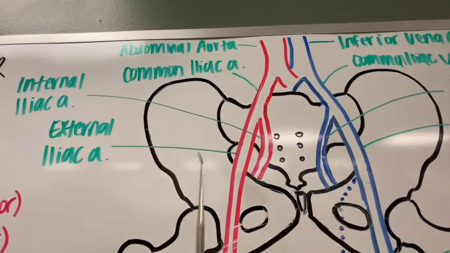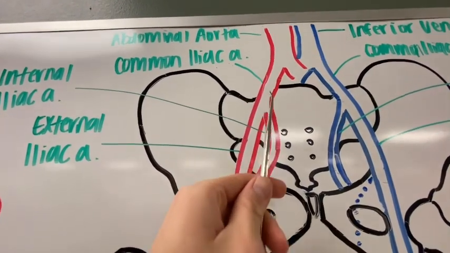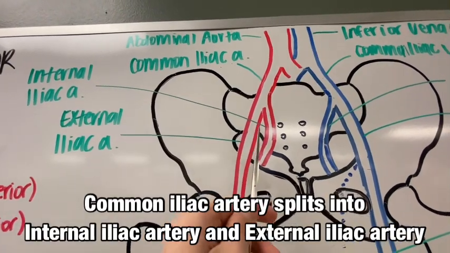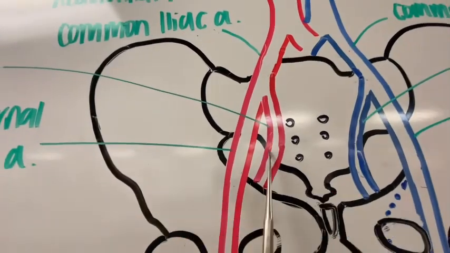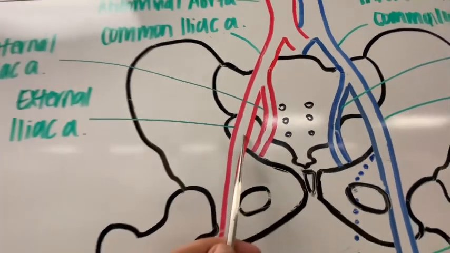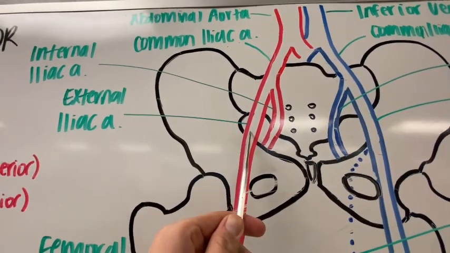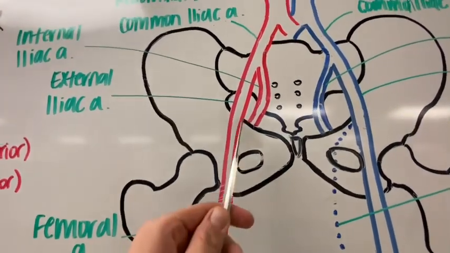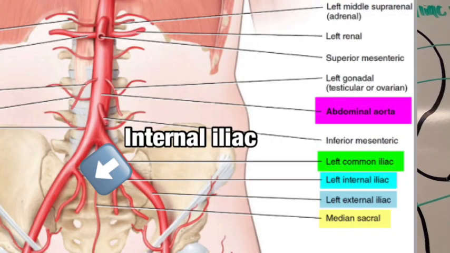So what does the common iliac turn into? It splits again, and it turns into the internal iliac deep in here and the external iliac. We're focused more on that external iliac because that one's going to keep going. The internal just stops in this region.